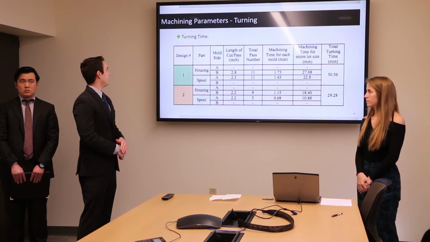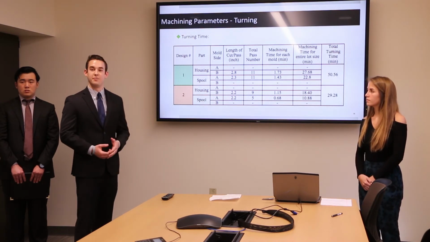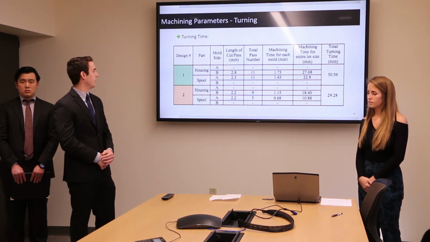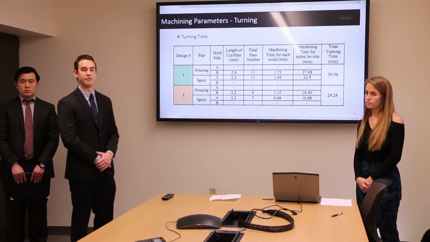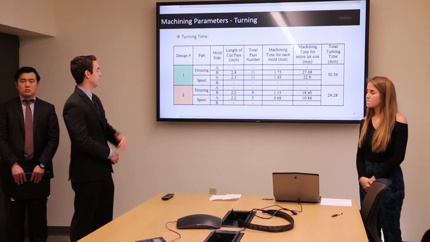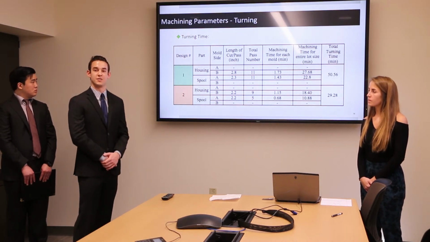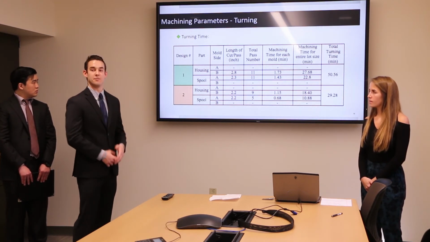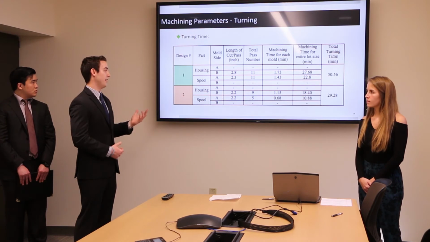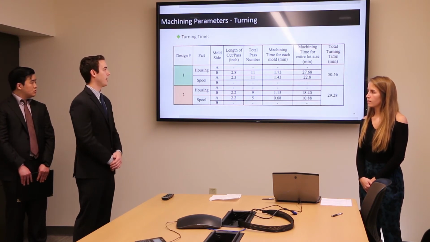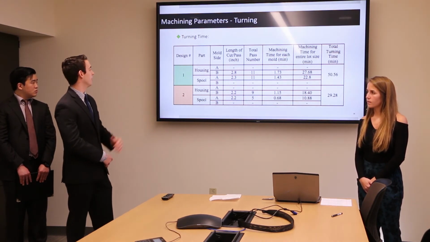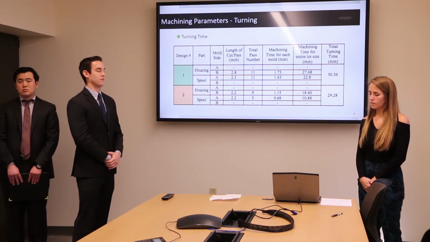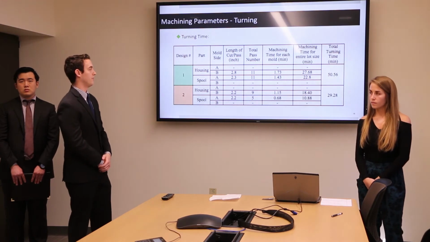So for turning, the only parts that need to be turned in design 1 and 2 were the housing side B and the spool side A. As you can see here, the length of cut per pass in design 1 for turning was 2.8 and 2.3 for the housing and spool. That decreased to 2.2 for both the housing and spool in design 2. With that decrease in length, the total passes decreased from 11 to 9 and 5, and that drastically decreased our turning time for both design 1 and design 2. And so our total turning time for design 1 was 50.56, and for design 2 was 29.28 minutes.